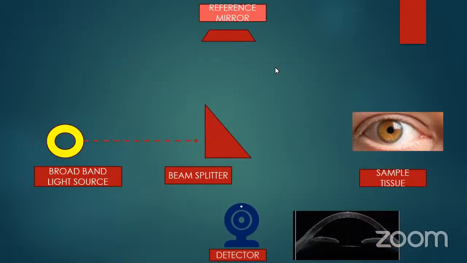So this is a picture regarding the same. This is a broadband light source from which the beam goes to the beam splitter. It splits the beam into two beams, which go to the reference mirror and the sample tissue. The resultant beam is detected by a detector and anterior segment OCT images are obtained.